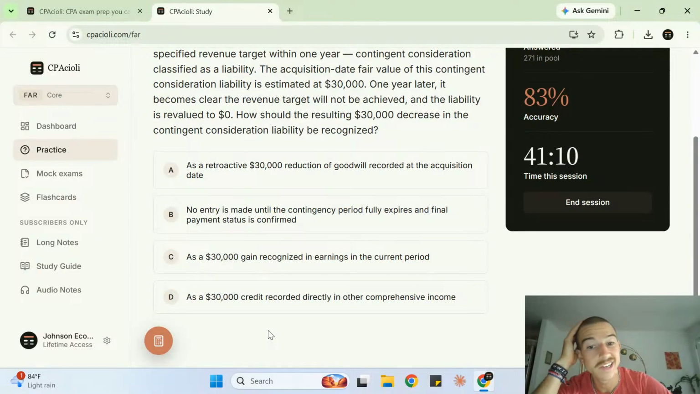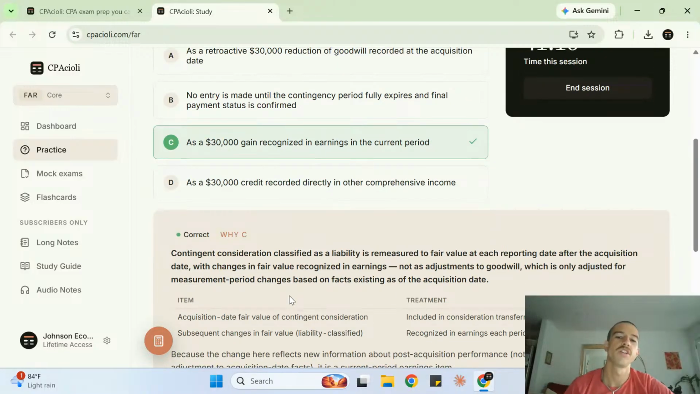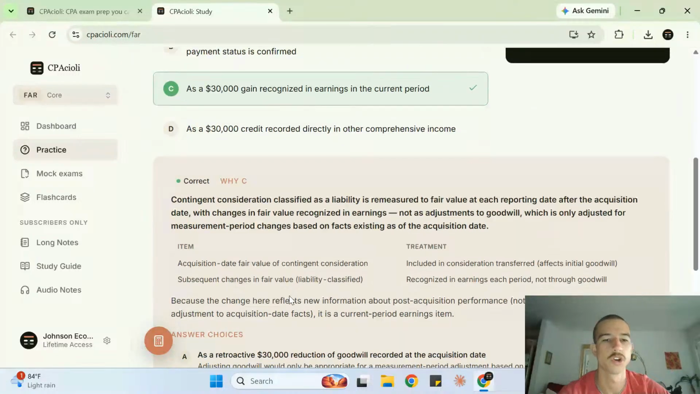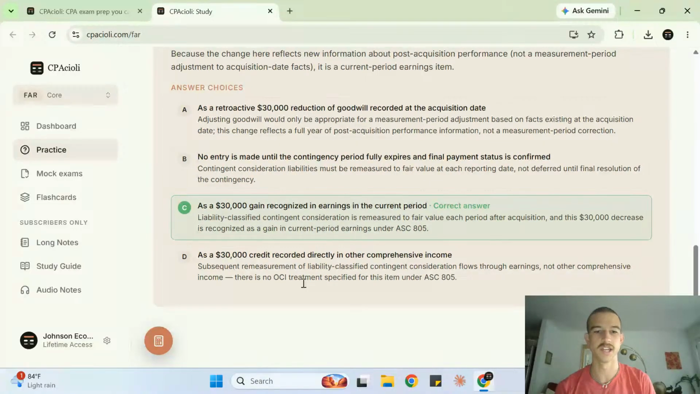I guess C. Nice. That's a $30,000 gain recognized in earnings in the current period. Contingent consideration classified as a liability is remeasured to fair value at each reporting date after the acquisition date, with changes in fair value recognized in earnings, not as adjustments to goodwill, which is only adjusted for measurement period changes based on facts existing as of the acquisition date.